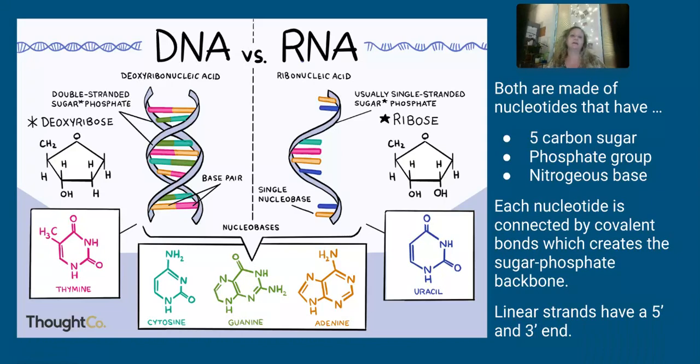So here we are comparing DNA and RNA. And this is really that 1.6 segment. We're just going to sneak it in here in the middle of 1.5. So DNA and RNA both have nucleotides that have that 5-carbon sugar. In addition, they both have that phosphate group and they both have nitrogenous bases. Each nucleotide is going to be connected by covalent bonds, and the covalent bonds are actually what allows us to create that sugar phosphate backbone. Linear strands are going to have that 5 prime and 3 prime end. Okay, so all of that makes sense.